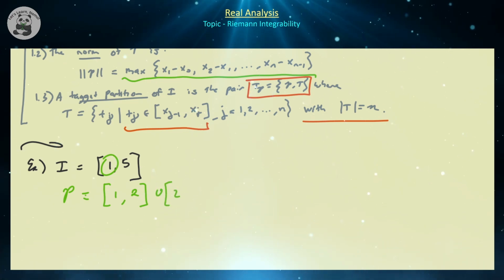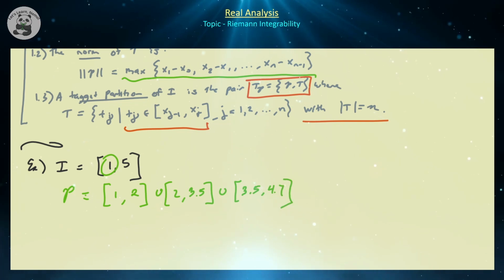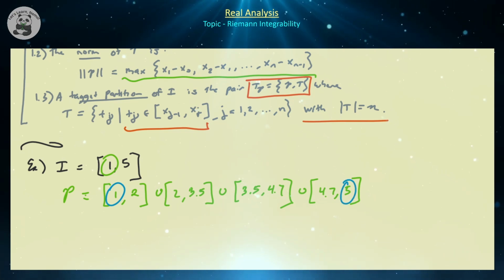And then we're going to union, so we're going to pick up where we left off with the last one, so 2. And then we're going to go up to some other number, let's say 3.5. And then another interval, let's say 3.5 to 4.7. And then let's do one more interval: 4.7 to 5. So is this truly a partition? The lower boundary is 1, the upper boundary is 5, so at least it covers the entire interval. And we have that 2 is less than 3.5 is less than 4.7, and 1 is less than 2, and 4.7 is less than 5. So this is indeed a partition of I.